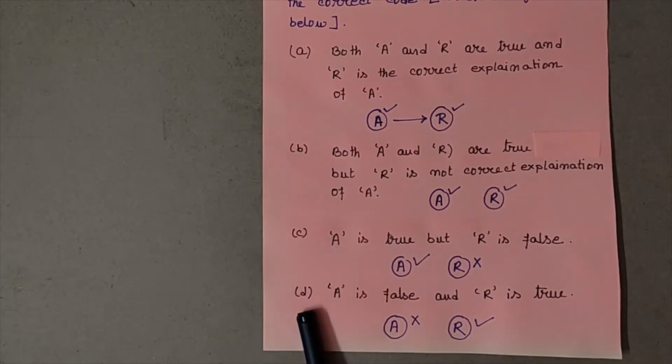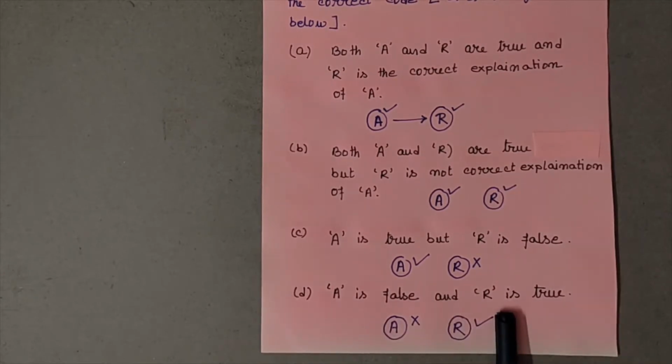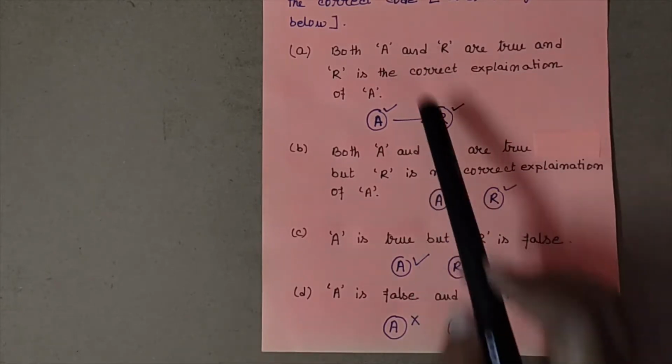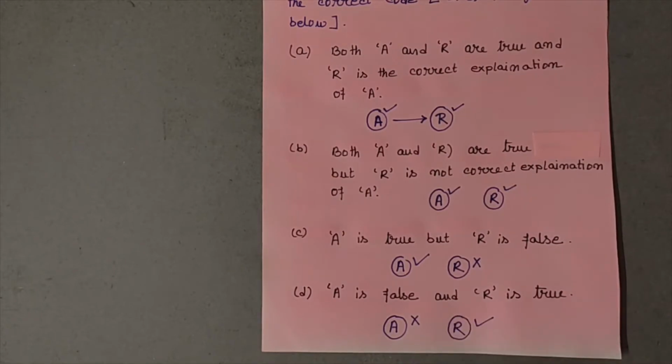And option D, the last option: A is false and R is true. That means the first statement is false, and the second statement is true. Now we are going to discuss some assertion reason type questions, with these options given, so it will be clear for you.